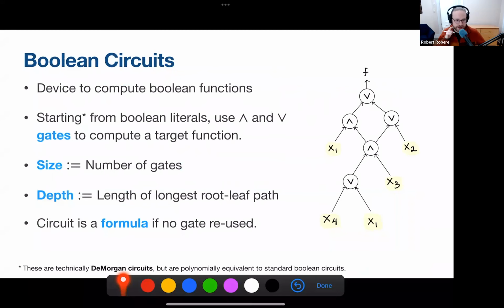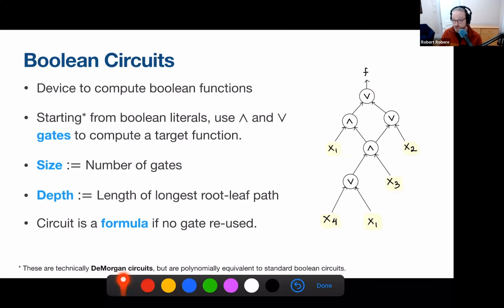So here's a quick primer on Boolean circuits. Again, probably most people are familiar with this. A Boolean circuit is just a device to compute a Boolean function. Starting from some Boolean literals, we use AND and OR gates to compute some target function. The size is the number of gates. The depth is the length of the longest path.